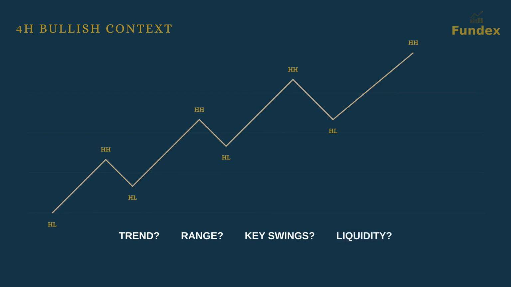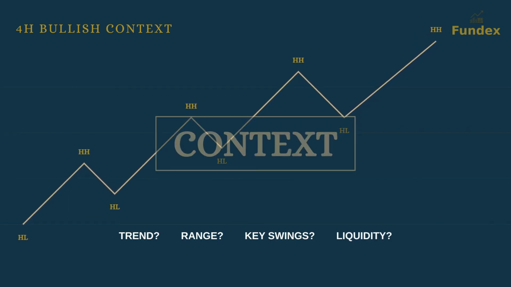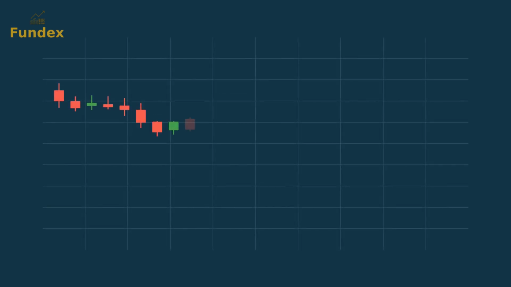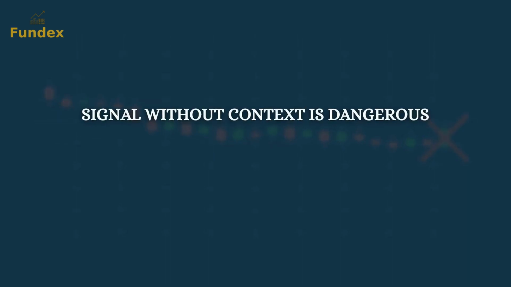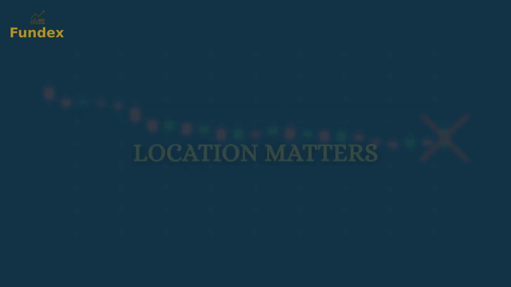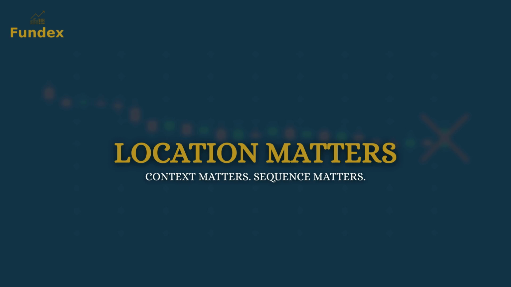This is where many traders make their first mistake. They start with the entry. I start with context. Because an entry signal without context can be dangerous. You can find a beautiful bullish engulfing candle inside a bearish environment. You can find a beautiful bearish signal while the broader market is still pushing higher. The signal may look perfect, but the location may be wrong. And for me, location matters, context matters, sequence matters.